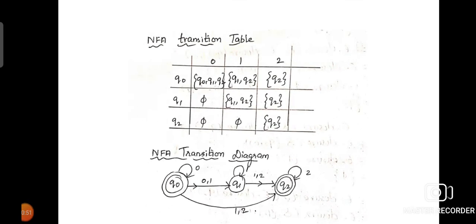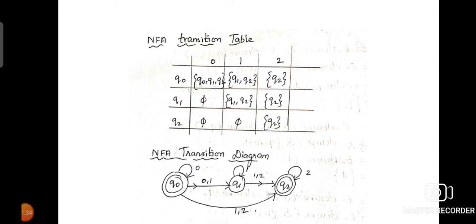Now we are constructing the transition table and diagram for our resultant NFA. Simply we have to substitute all the delta function values in the table. That is, we have to check what is del of Q0, 0, what is del of Q1, 0, 1, 2, what is del of Q2, 0, 1, 2 from the previous derivations. Place the values inside the table, and from the table we can draw the automaton diagram for the resultant NFA. So already we have decided two states are final states, Q0 and Q2.